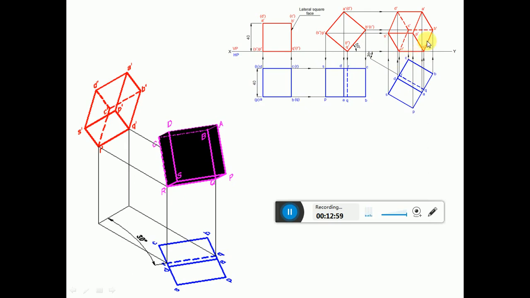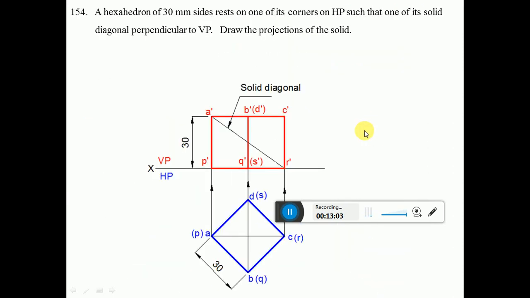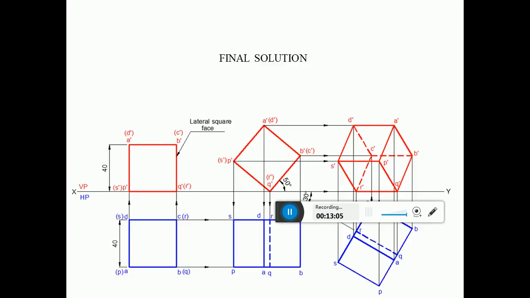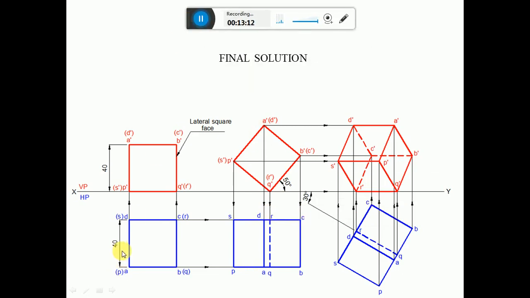So this is how we are able to complete the visibility and invisibility in the third position front view. So now the final solution for this problem, we can analyze it. Here a cube of 40 mm side rests on HP such that a lateral square face containing the edge on which it rests makes an angle of 50 degrees to HP, and the edge on which it rests makes an angle of 30 degrees with VP.